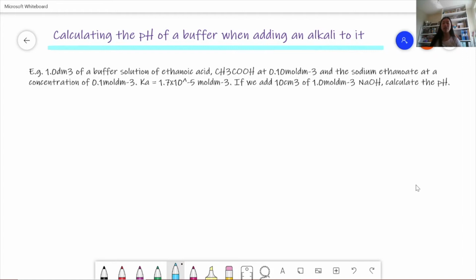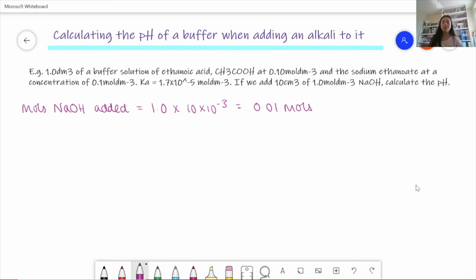So again, the first thing we do is calculate the number of moles of sodium hydroxide that we're adding. So the moles of sodium hydroxide added is equal to 1.0 times 10 times 10 to the minus 3, because we're converting the centimeters cubed into decimeters cubed, and this gives us 0.01 moles. So now we have to think about what happens when we add an alkali to a buffer.